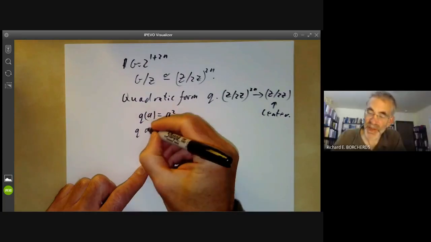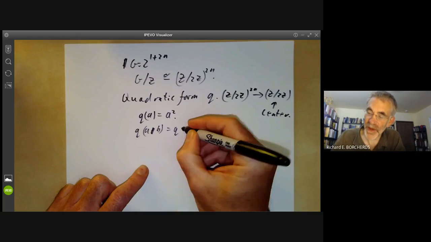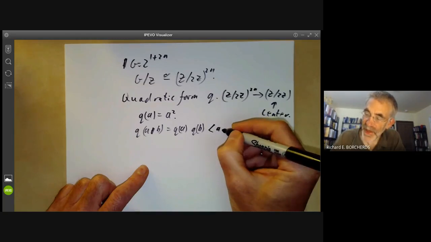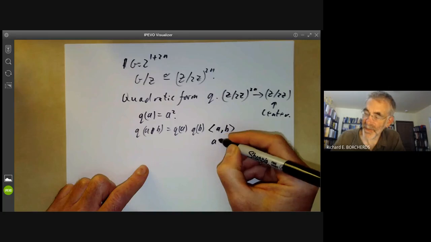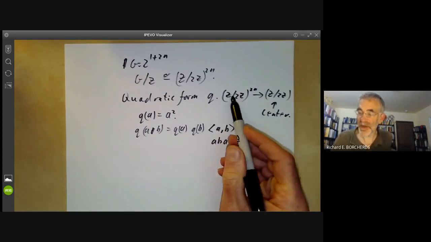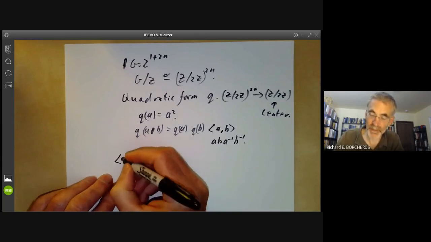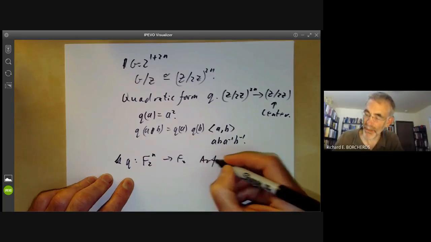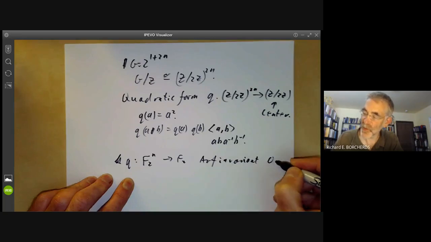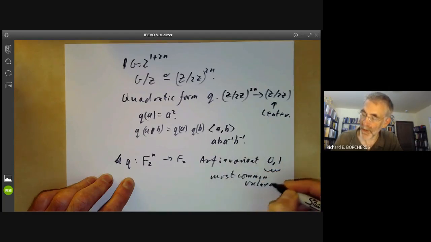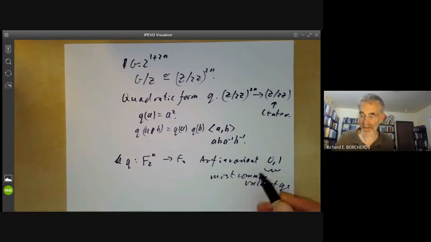And we can check that Q of ab is Q of a, Q of b, times (a, b), where this is the skew symmetric product aba^-1b^-1. So we've really got a quadratic form on a vector space over a field with two elements. And quadratic forms on F_2 to the 2n can be distinguished by the Arf invariant. The Arf invariant is 0 or 1, and it's given by the most common value of Q. That's sometimes called the democratic invariant because you just take a vote of all the values it takes, and that's the Arf invariant.